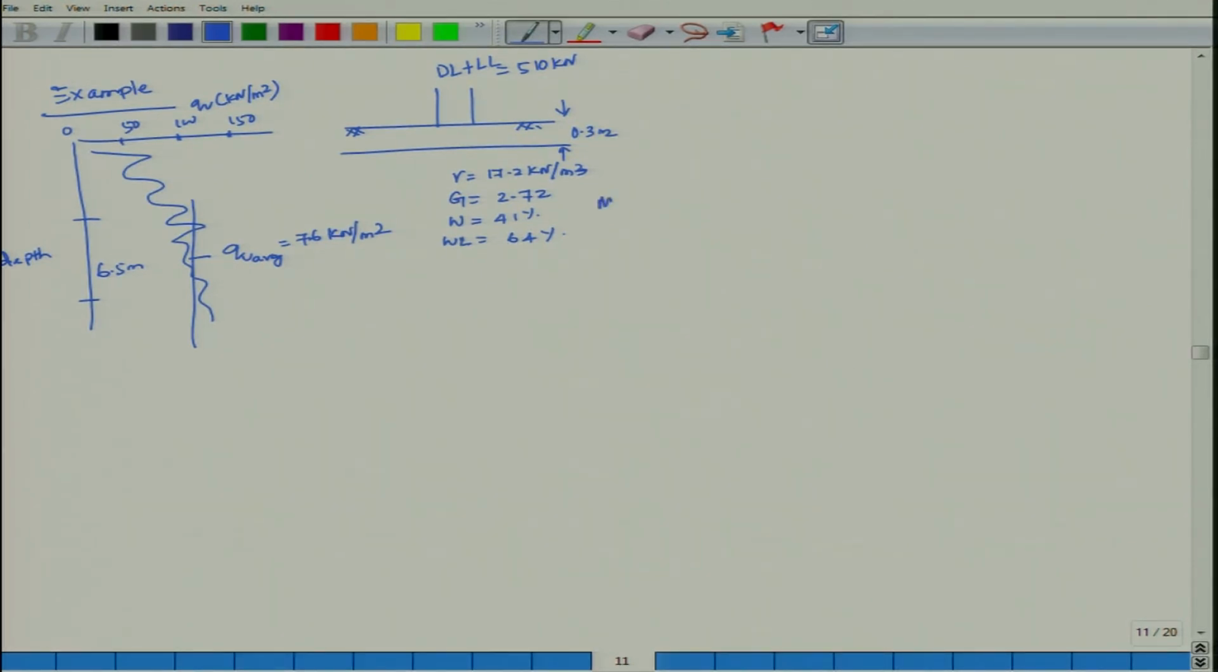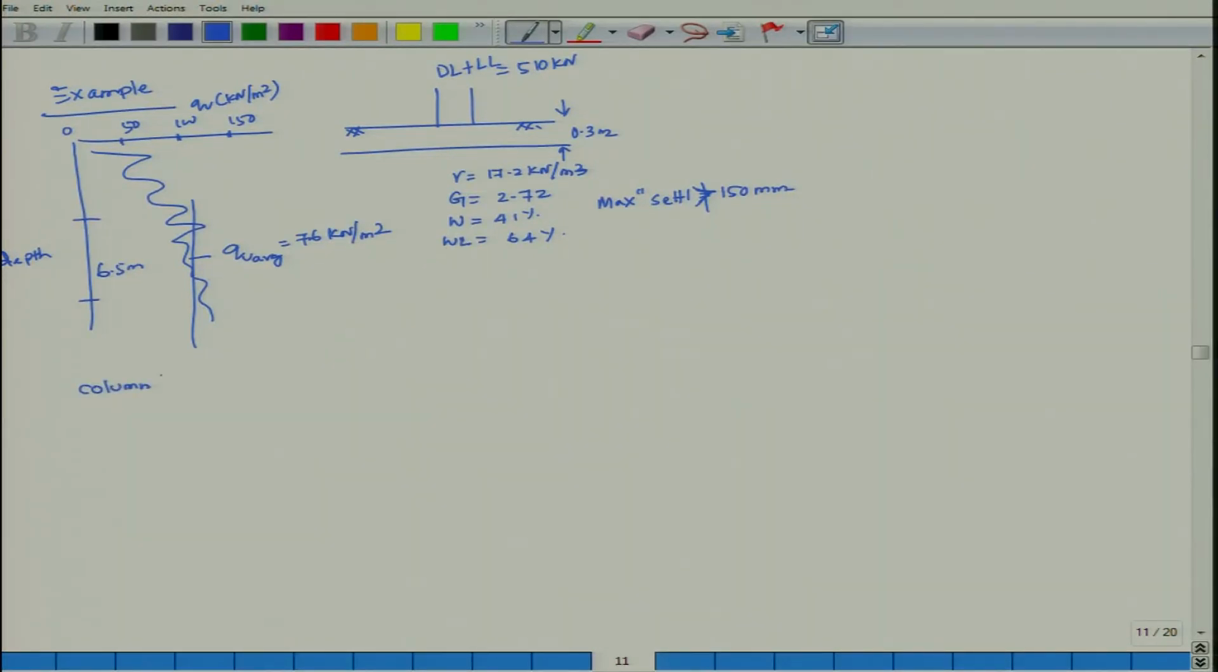Maximum settlement is also given. Maximum settlement is 150 mm, it should not be greater than 150 mm. Now design it, it has been asked. No assumptions. Like in most books, where you assume the depth of the foundation and the width of the foundation, here no assumptions. So let us start with the column load. Column load is equal to 510 kilonewton, it is given.